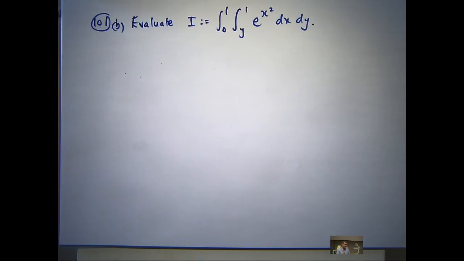Now, why can't I do that integral straight away? Why can't I just do the inside integral then the outside integral? Why can't I just integrate e to the x squared with respect to x? What's the antiderivative of e to the x squared? It's not e to the x squared all over 2x. Well, there is no antiderivative for e to the x squared with respect to x in terms of elementary functions.